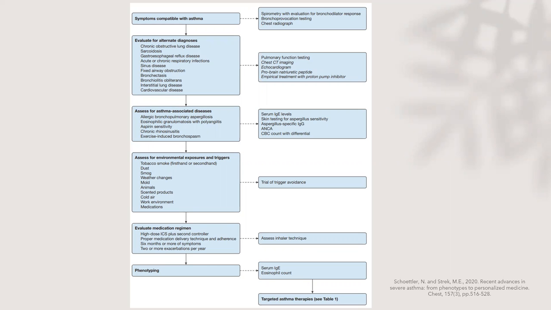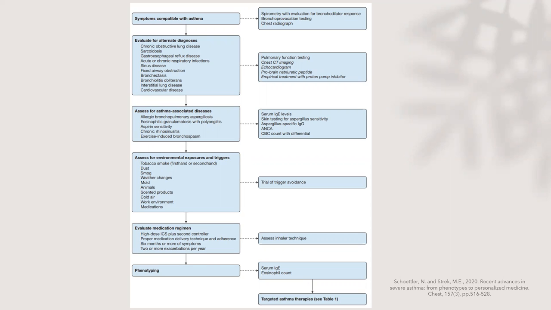Then you want to do a trial of trigger avoidance. If they tell you cold air, exercise, dust, such and such things make it worse, of course you want to trial trigger avoidance. And then you want to evaluate your medication regimen. Are you on the appropriate GINA steps for that patient's severity and their symptom frequency? You want to make sure that you're optimizing that as best as you can.